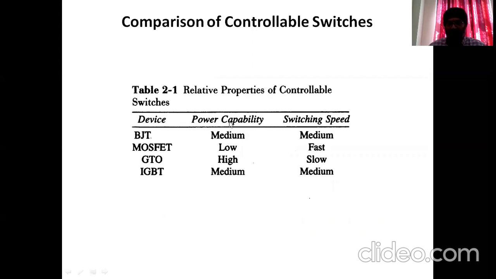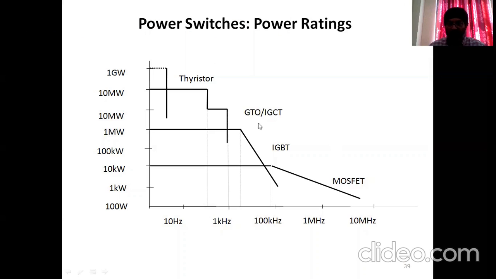If we compare the switching speed and power capability in tabular form, a BJT can handle medium power as well as medium switching speed. Over here, the BJT will come into the picture. But normally BJTs are not used because of all the disadvantages we have discussed earlier. That's why in power electronics BJTs normally are not used, and that's why I have not put it over here.